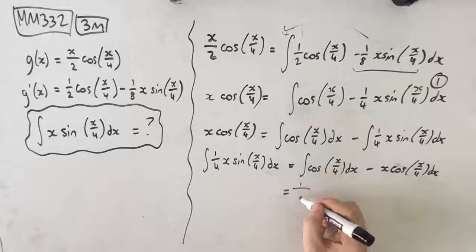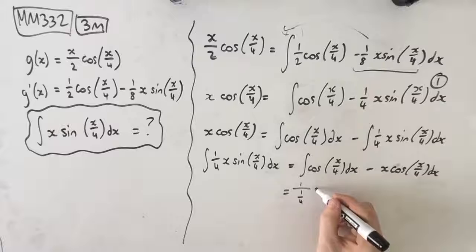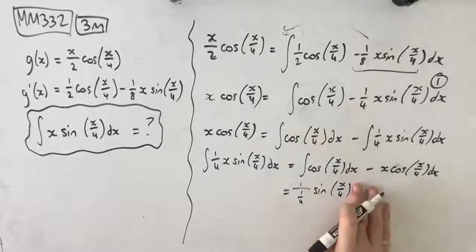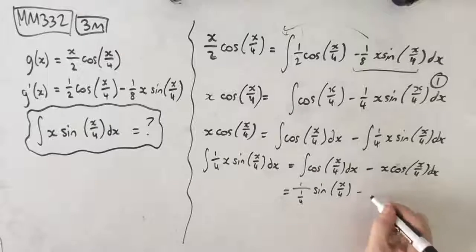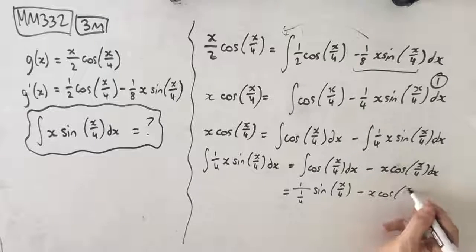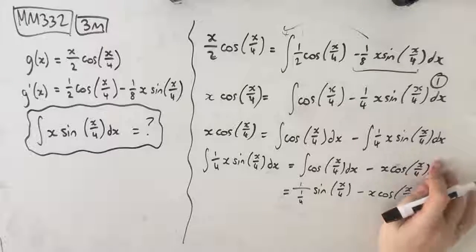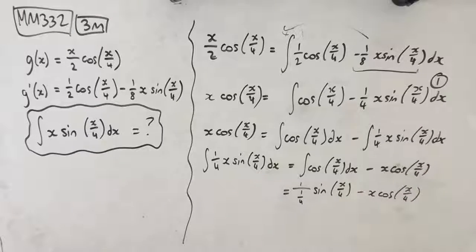Okay, so we're getting 1 over whatever the coefficient of x is, sin(x/4), oops, don't need the dx, and then we get minus x cos(x/4), which is just this bit here. We do not need that dx there, my bad. Awesome. So then from here, 1 over 1/4 is 4. So we get 4 sin(x/4) minus x cos(x/4).